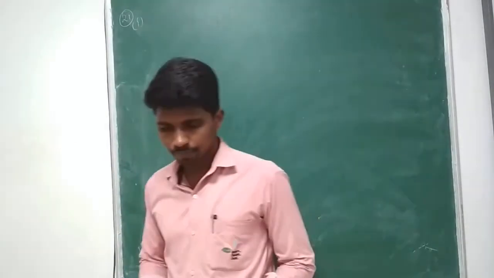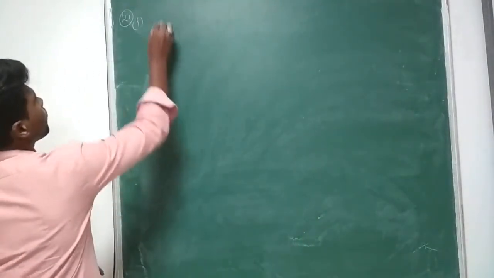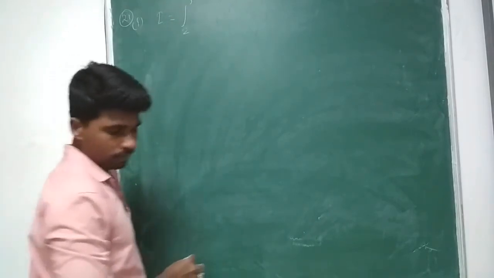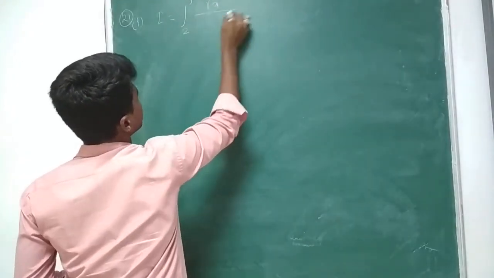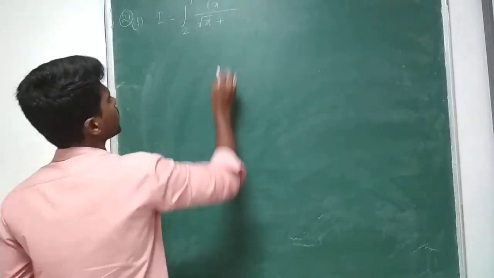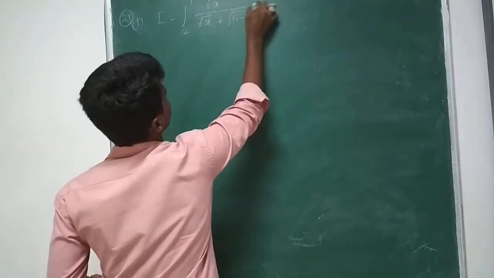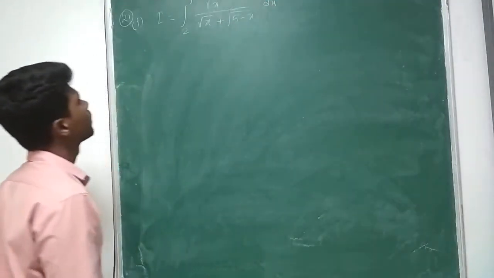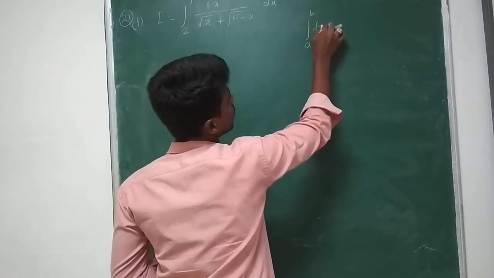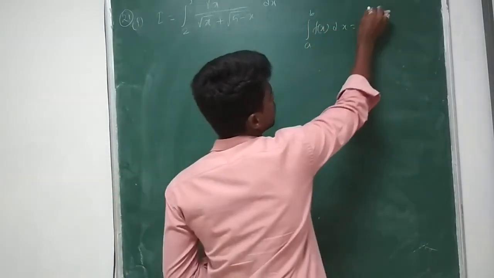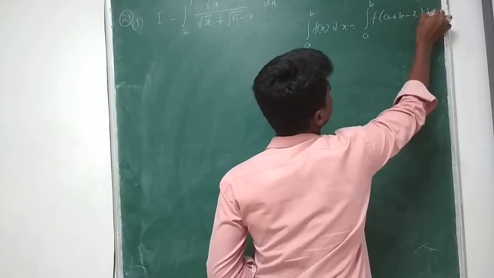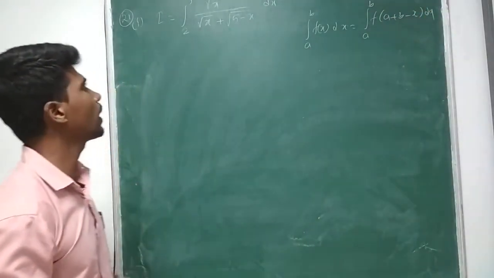Next question. Given integral 2 to 3, I is equal to integral 2 to 3 root over x by root of x plus root of 5 minus x dx. So it's not like 0 to a, it's like a to b. So I have a formula, integral a to b f of x dx can be written as integral a to b f of a plus b minus x dx. So with the help of this property, I evaluate this one.